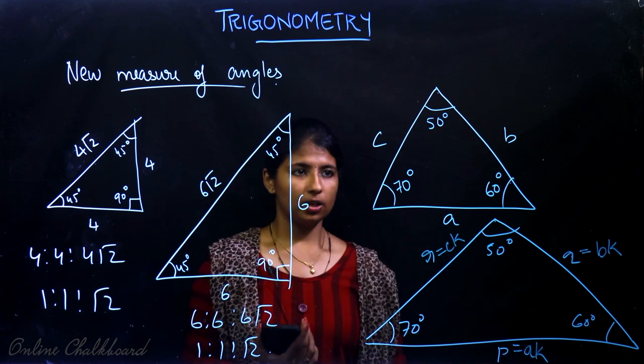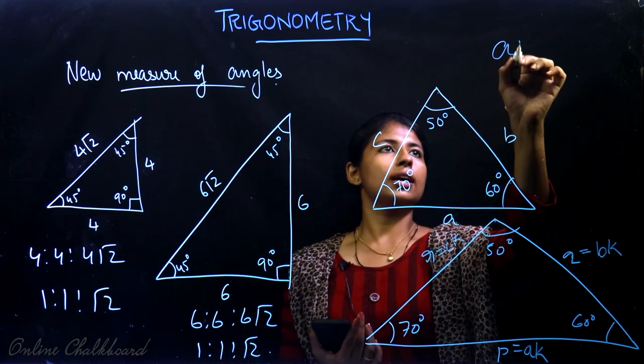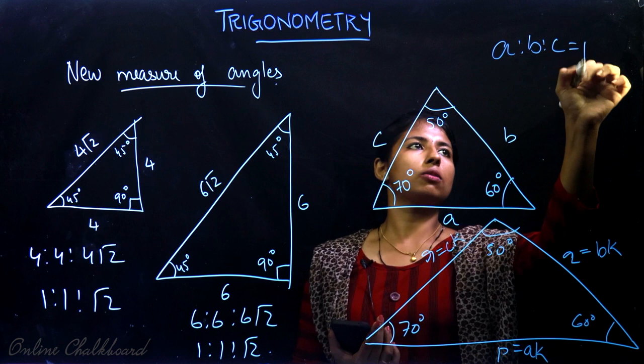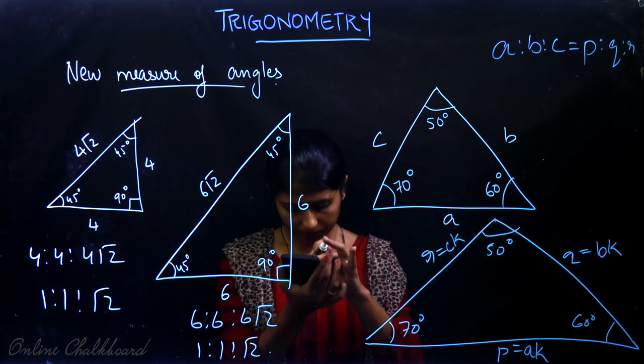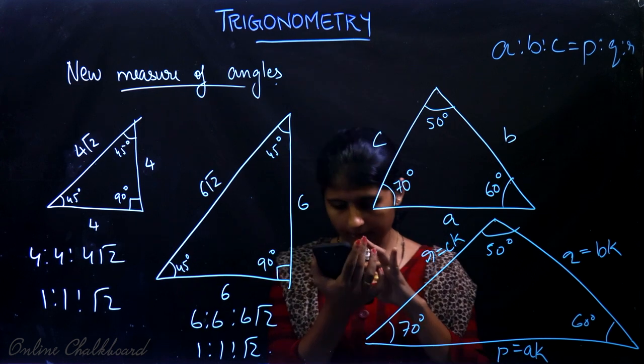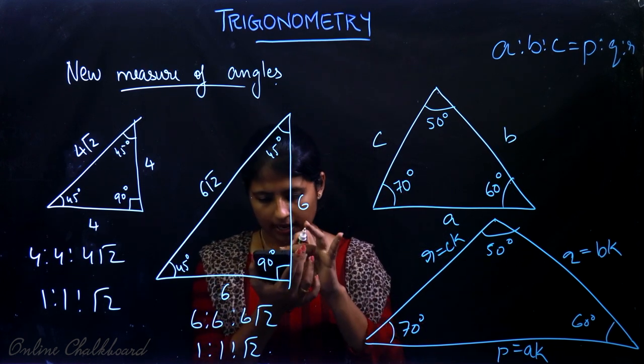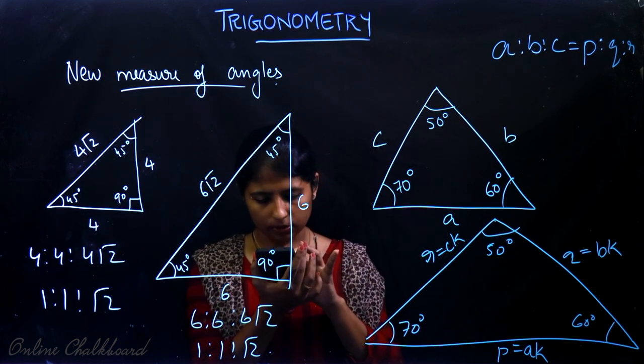So that means the ratio A is to B is to C will be equal to P is to Q is to R. This is the same thing. Page number 105: in triangles of the same angles drawn in different sizes.